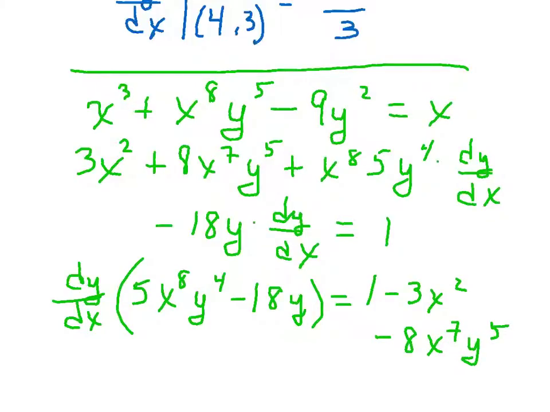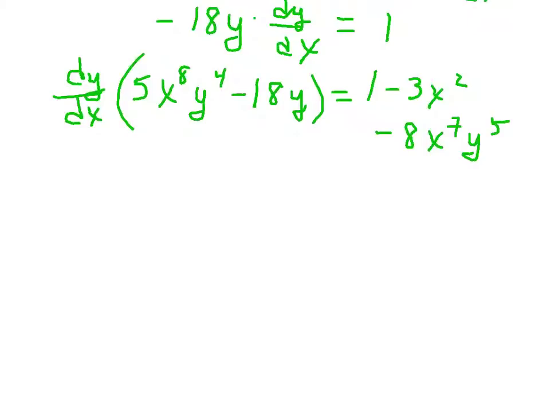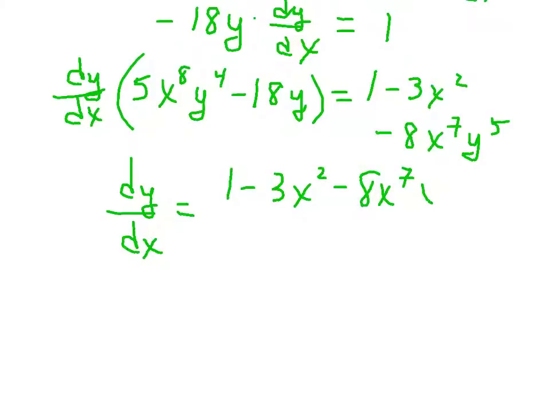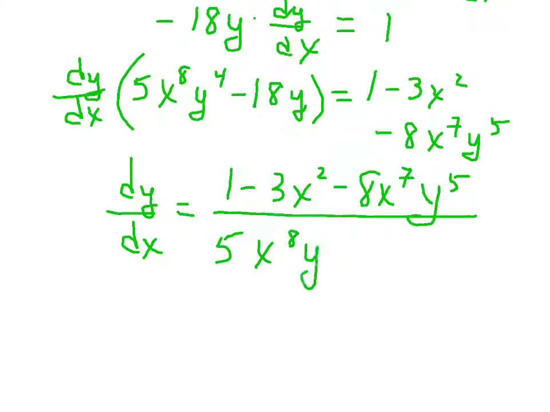The only thing left to do now is to solve for dy/dx. So, dy/dx equals, and our numerator will be all the terms on the right, and our denominator will be those terms that are in parentheses. And there you have it. That's how you get the slopes along that messy curve that I had written down just a moment ago.